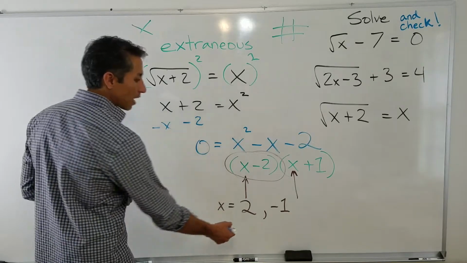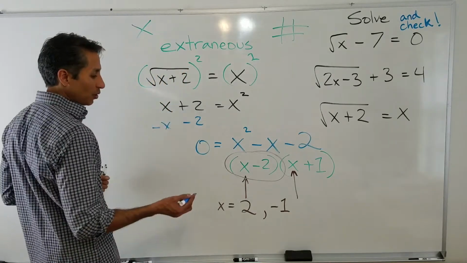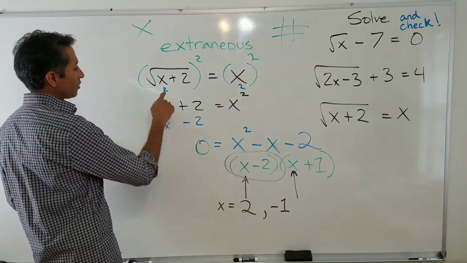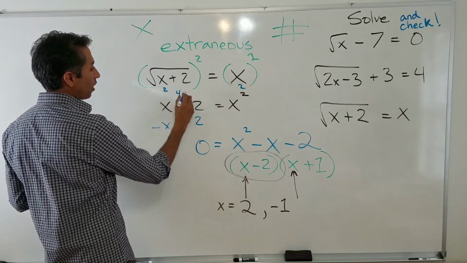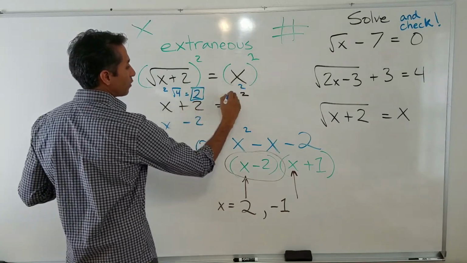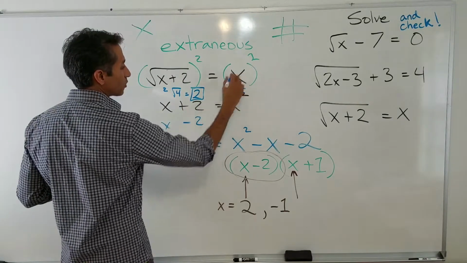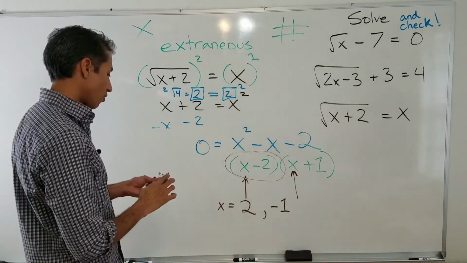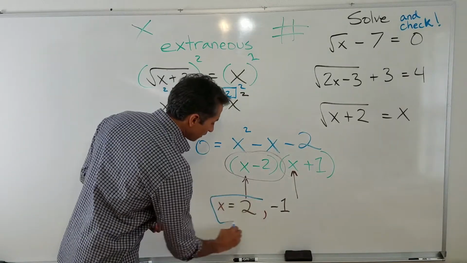So let's see here. We got 2. Let's plug in a 2 here and a 2 here. So 2 plus 2 is 4. Square root of 4 is 2. And over here we have a 2, right? Because we plugged it in. So does 2 equal 2? Yes. So that one works. So this one is definitely an answer.